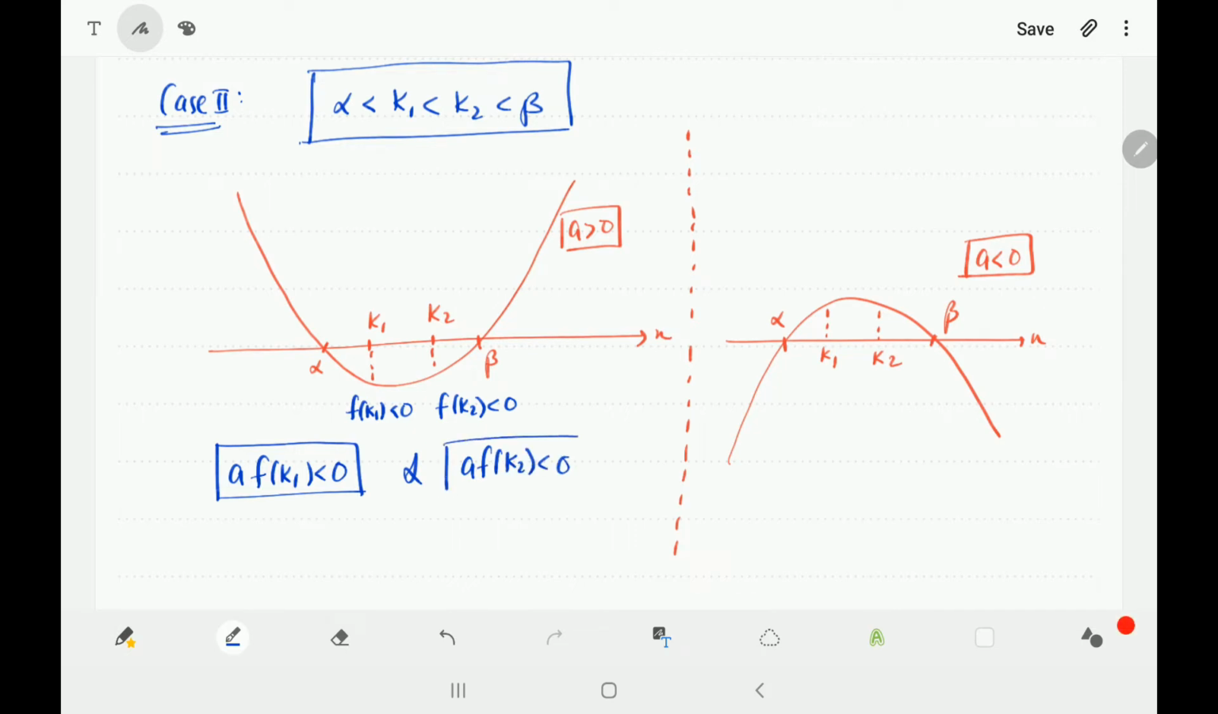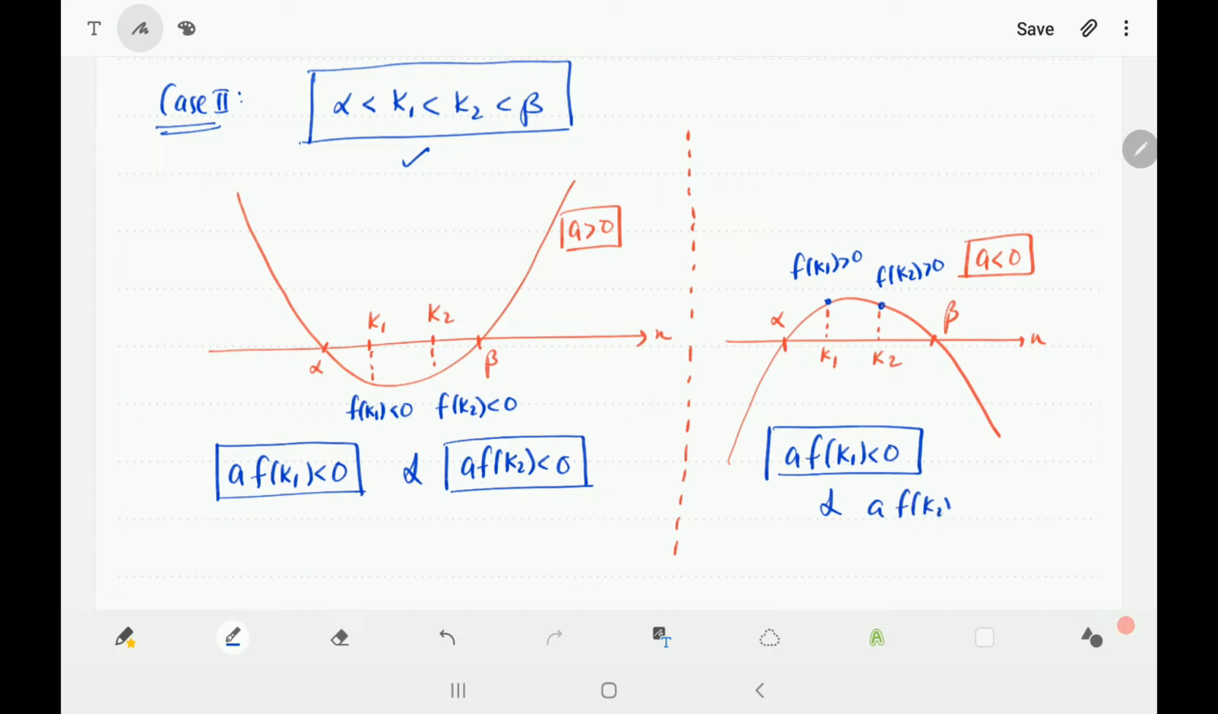What will this make sure? That k2 is between the roots, and we need not check that k1 is less than k2 because it is already given in the problem. In this case also, f of k1 is positive because it is a y coordinate at the point x equal to k1, and f of k2 is also positive. So a is negative, a into f of k1 will be negative. Also a into f of k2 will be negative.